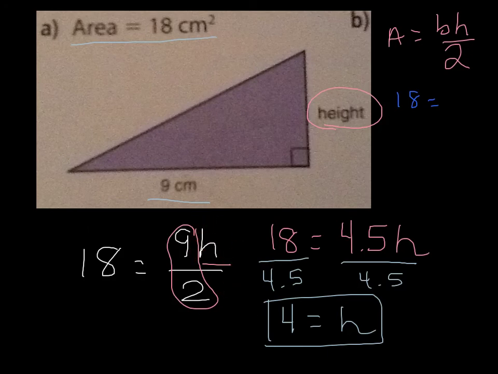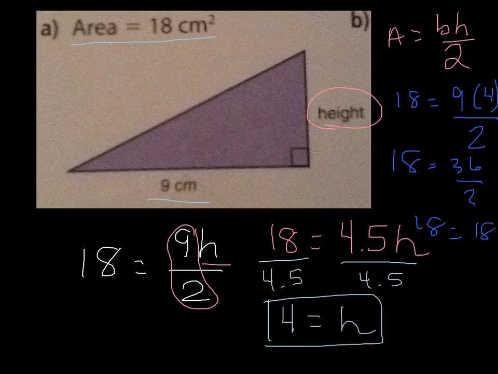So 18 equals 9, which I know is my base, multiplied by 4, which is what I just solved for, divided by 2. 9 times 4 is 36, divided by 2. And if I divide 36 by 2, I get 18, so I know that both sides of my equation are equal, and therefore my solution was correct.